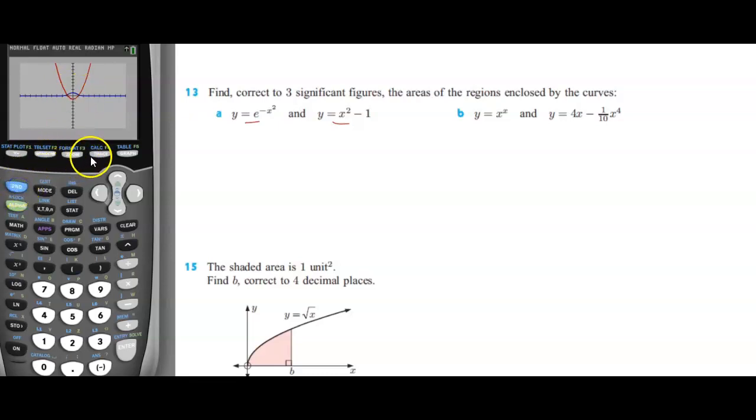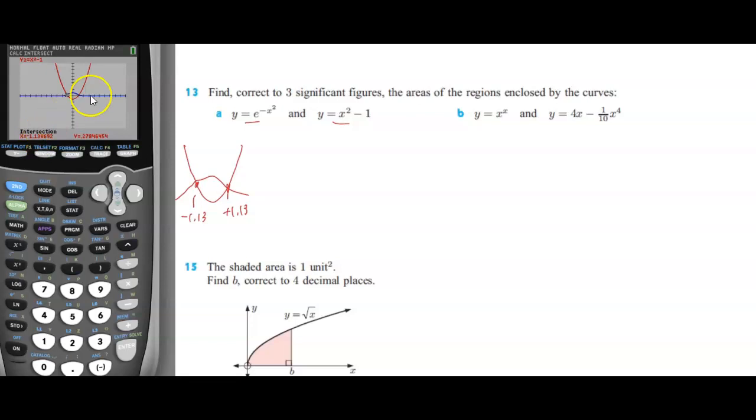So we'll do second calc, intersect, number 5. Then we'll move the cursor slightly to the left, and hit enter, enter, enter for first curve, second curve, guess, and it is negative 1.13. You can see that it's symmetric, right? So we have this shape, and this one is negative 1.13. Of course, this one would be positive 1.13 because it's symmetric.